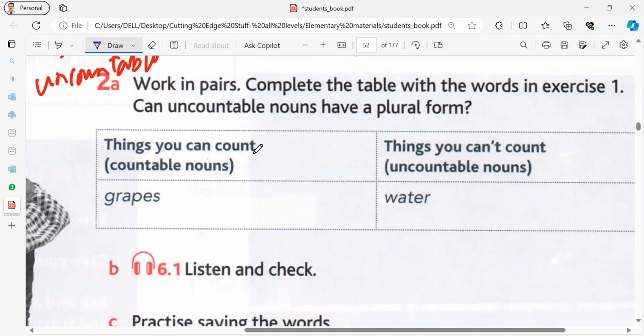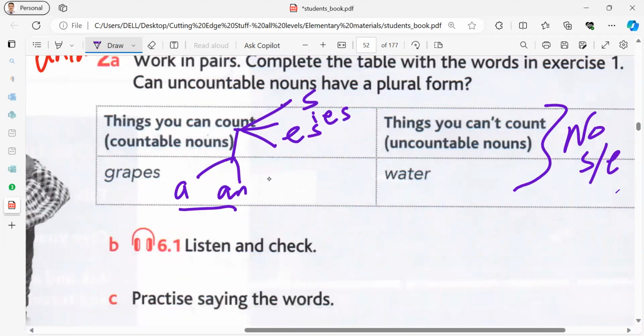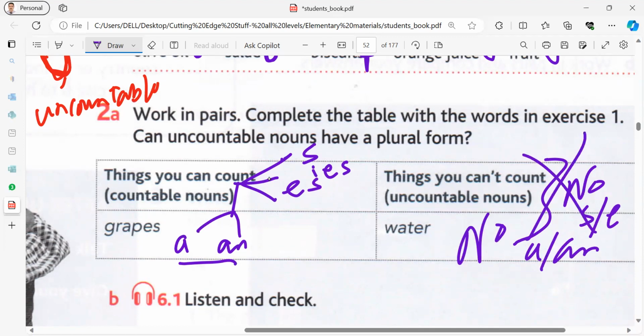Things you can count, you can use s or es or ies, plural. Or if it is singular, you can use a or an at the beginning. So a or an at the beginning, put s or es or ies at the end. Here, of course, uncountable noun, no s, no es, no ies, even no a, no an. That is not allowed at all. Okay, listen and check. Listen and write, please, in your books.